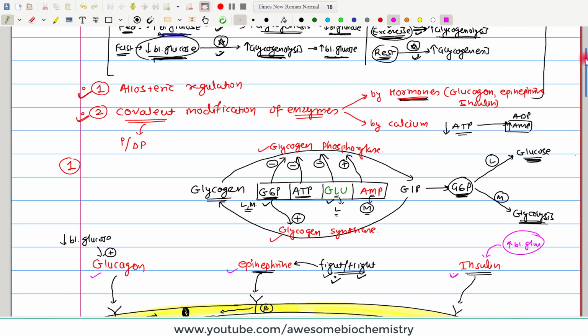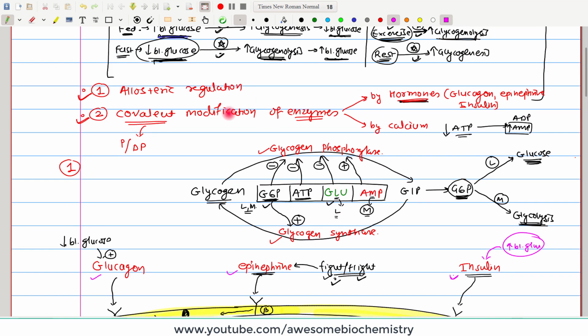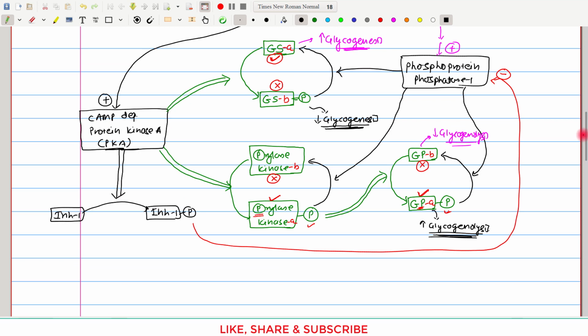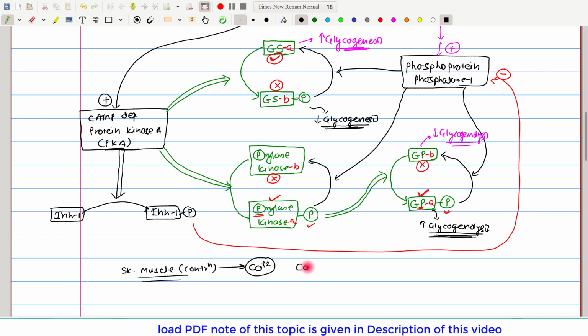Now last but not the least that we have to discuss is the regulation by calcium. This occurs predominantly in the skeletal muscle. Whenever skeletal muscle undergoes contraction, at that time from the sarcoplasmic reticulum of the skeletal muscle cell, calcium ions are released. This calcium binds with one protein which is present in the cytoplasm of the skeletal muscle, that is calmodulin.